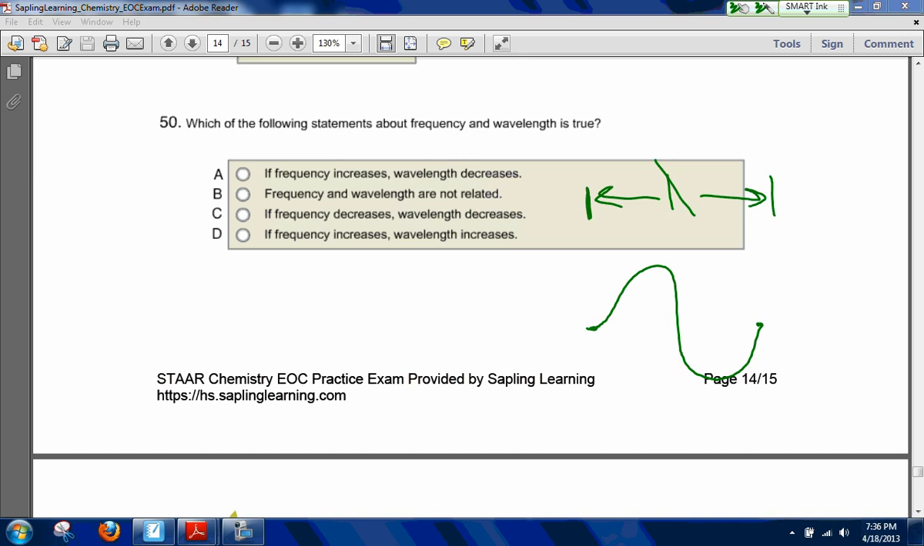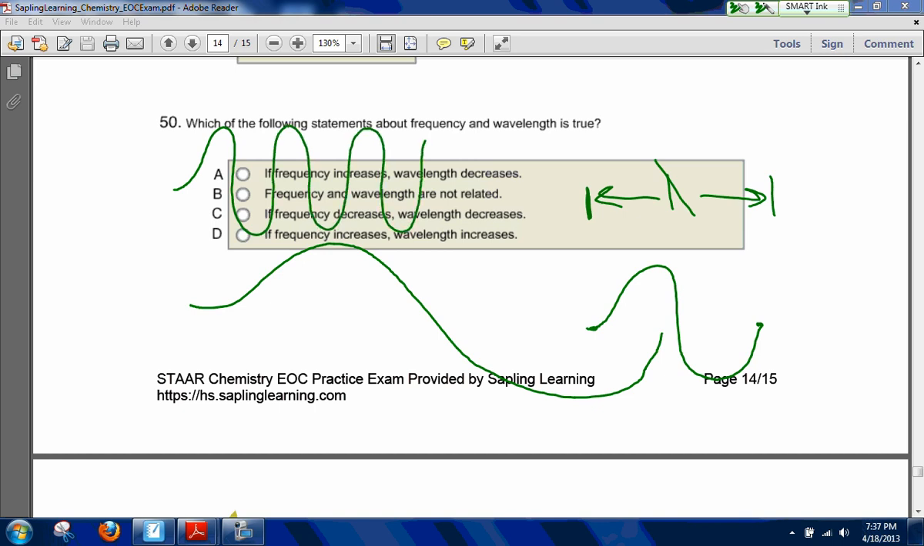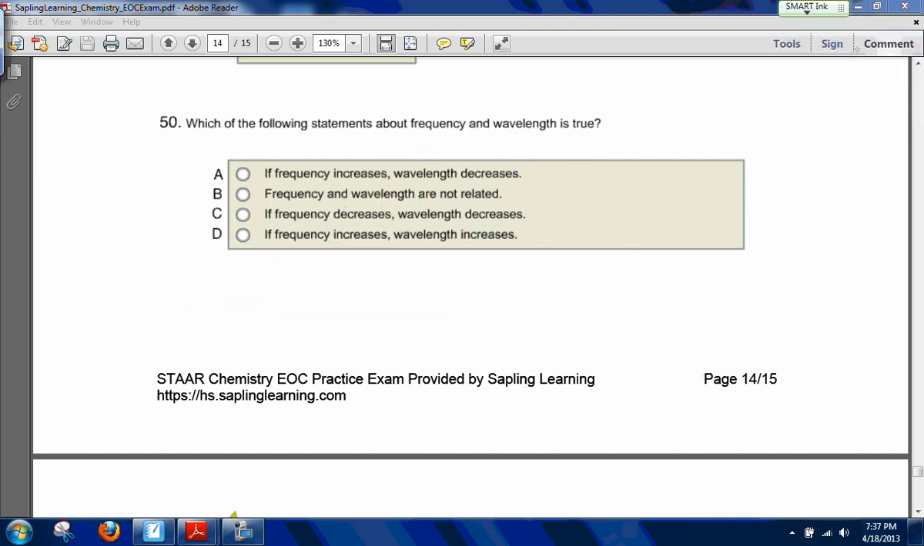Frequency is telling you how quickly you go through these cycles. So something with a low frequency would take a long time to go through your cycle. Something with a high frequency would go very quickly. It's frequent. You see it happen several times in a short period of time. So, if frequency increases, the wavelength decreases. Did we see that? No.